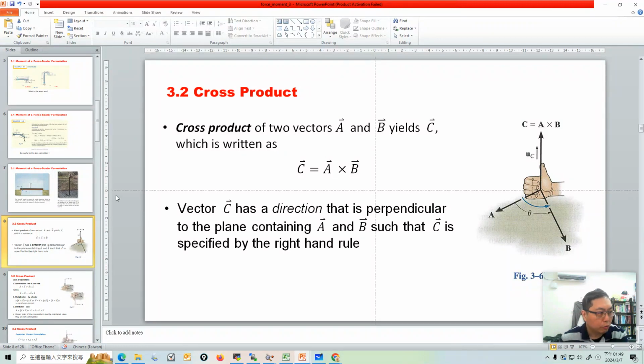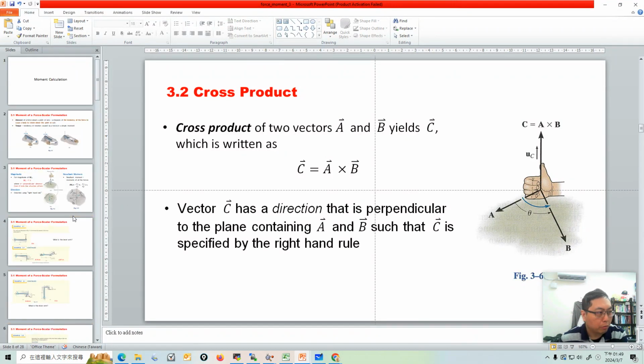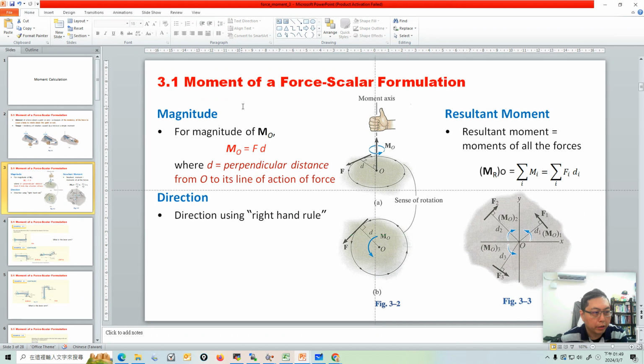Previously we introduced the scalar formula for a moment. The scalar formula for the moment is the magnitude of force times the lever arm R. Let me take a note of that.